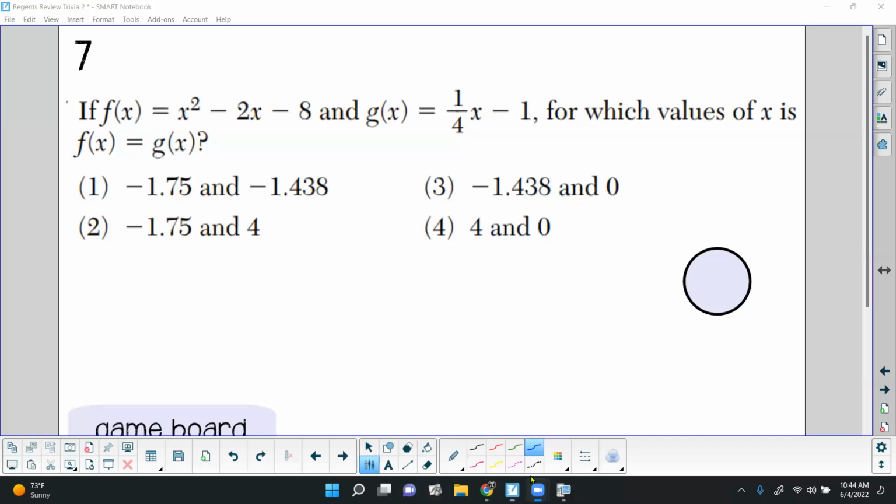You should be using your calculator for this. That would be a fast way to do it. Especially since it's a multiple choice question.